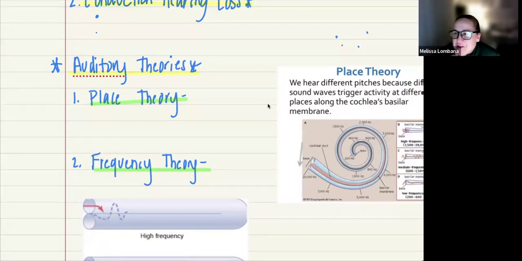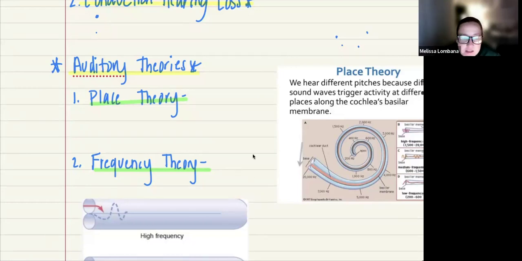Okay, the basilar membrane, which is inside the cochlea, and you definitely need to know about the basilar membrane. This is where the cells are, and transduction happens there. So they say that in the cochlea, there are different areas that pick up pitch. These are like the different hertz for each section. Depending on where the wavelength hits, that is going to be the pitch that we hear. Okay, so that's place theory.